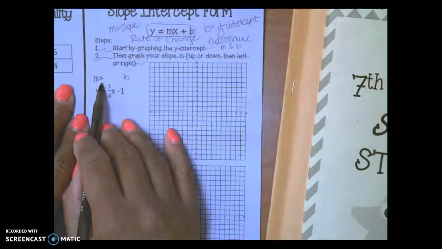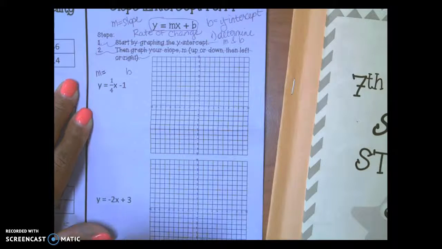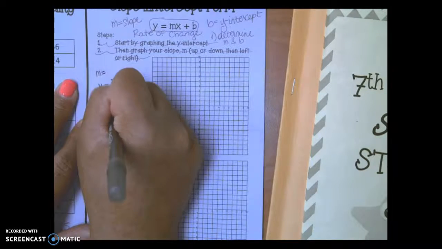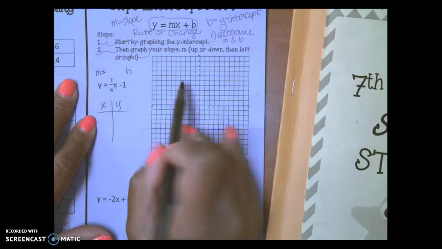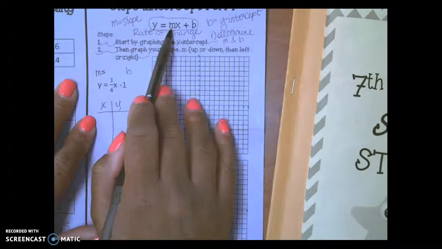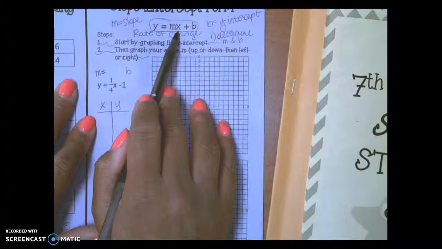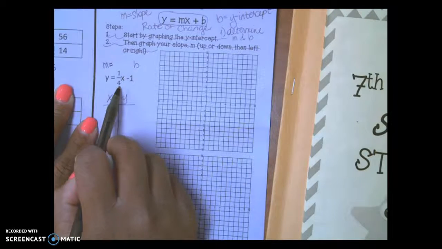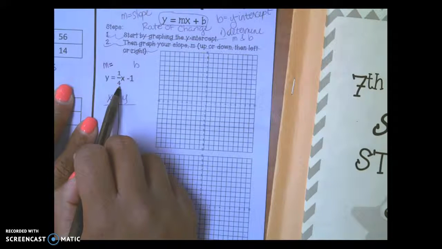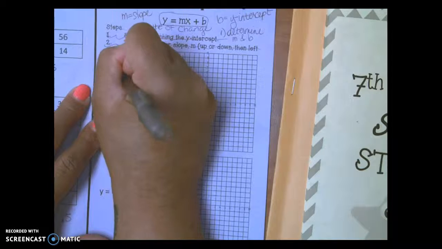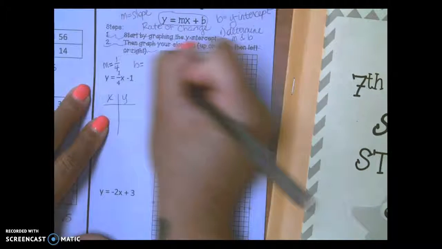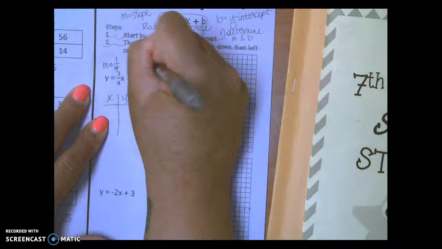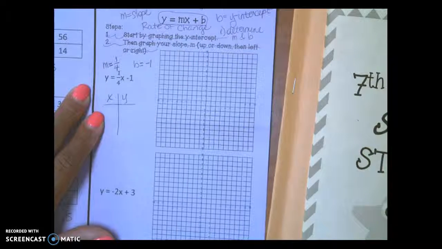What's my slope here? We said that m is your slope, which is attached to whom? X. And b is what? Your y-intercept. So, what is my slope down here? 1/4. And what is my b? Good, -1. That sign goes with that 1.